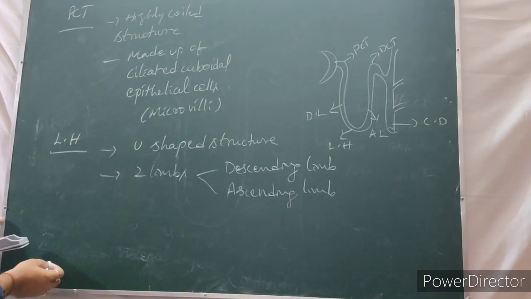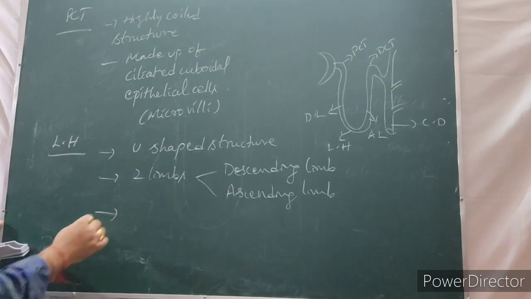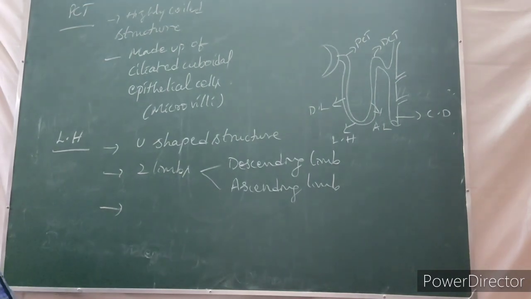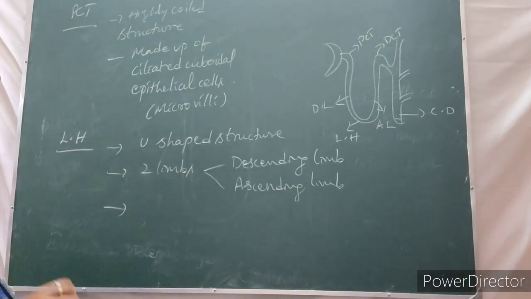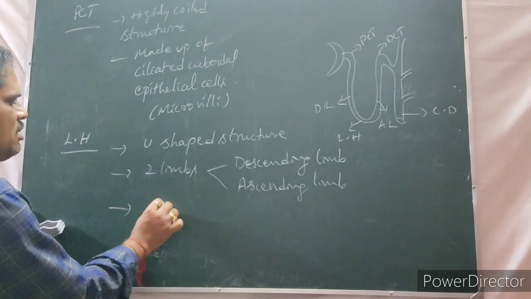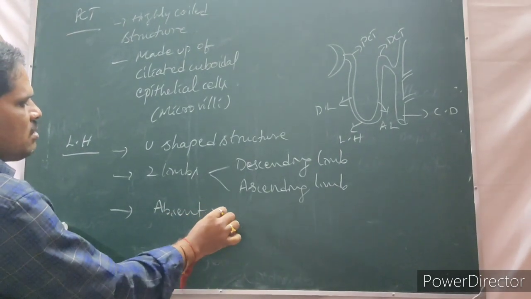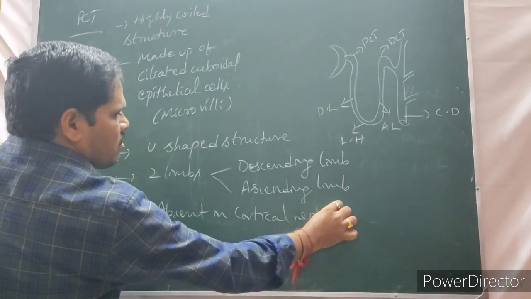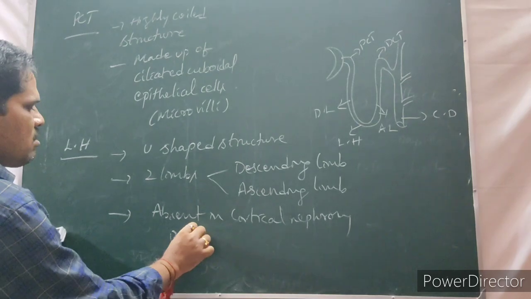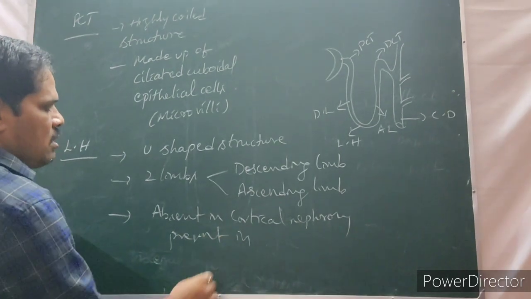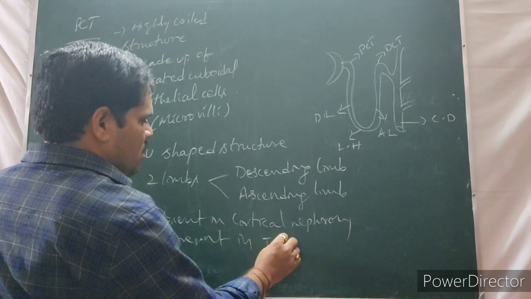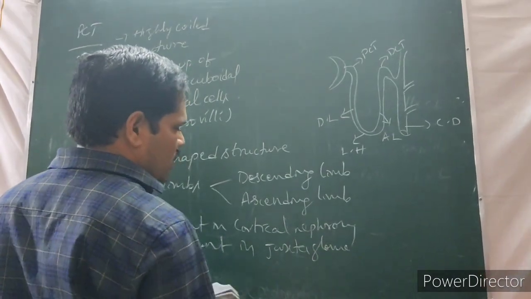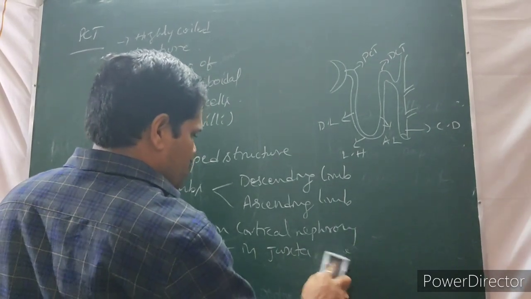The loop of Henle is absent in the cortical nephrons and present in the juxtamedullary nephrons.